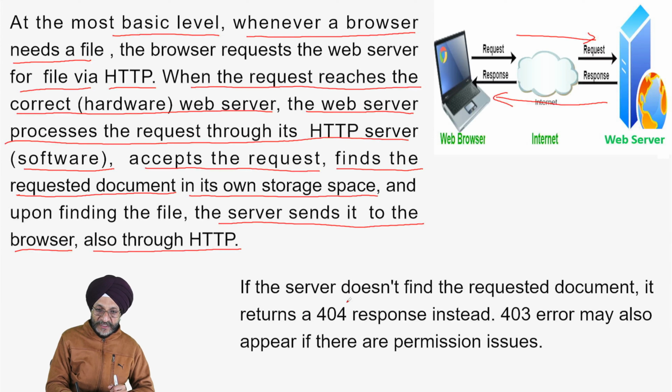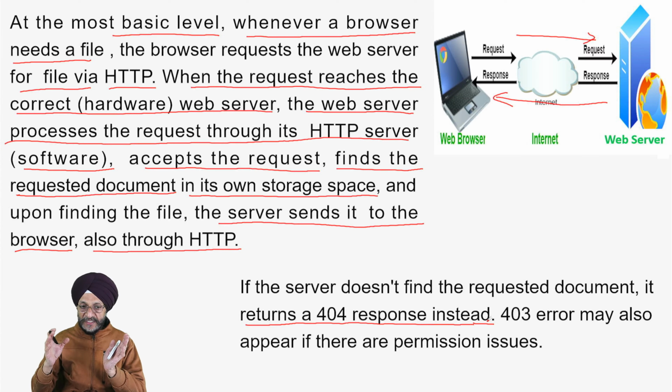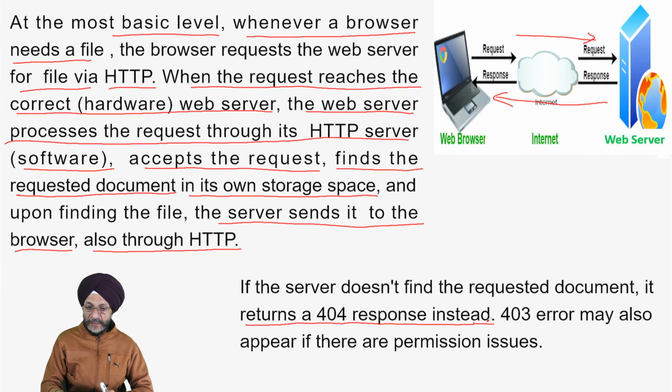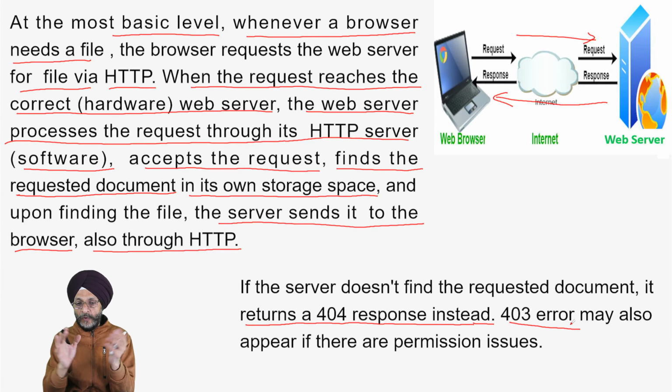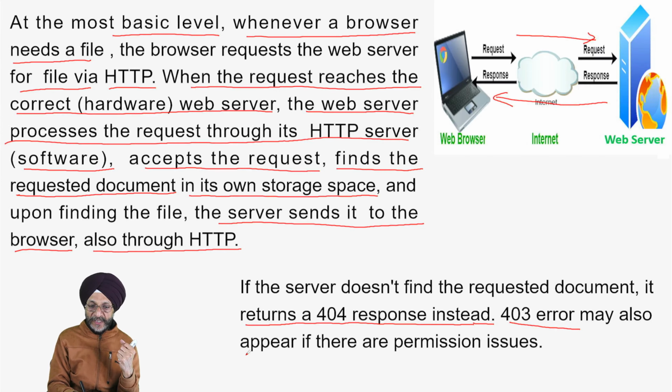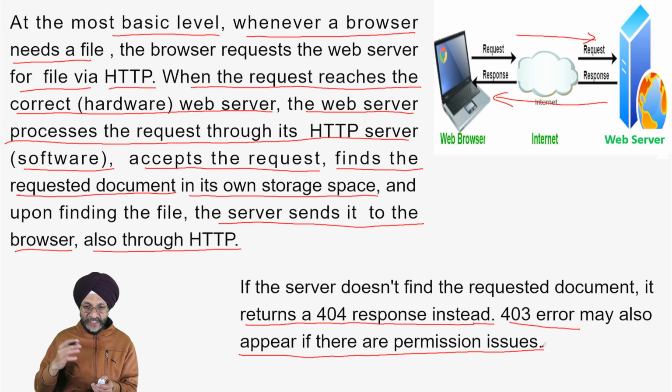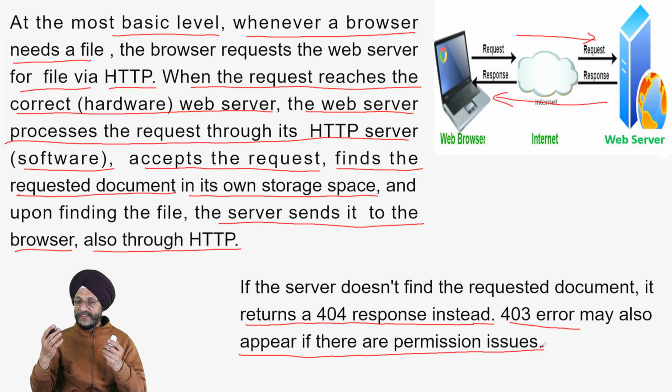Then this server returns a 404 response. It means that the file is not available. Sometimes 403 error may appear on your screen when you make a request for a particular file. It relates to the permission issues. That is, the file which we have requested is not permissible to us. We do not have the authority to access that file.